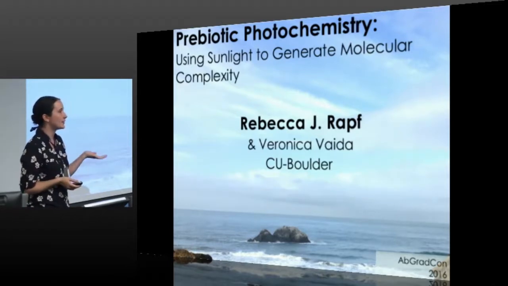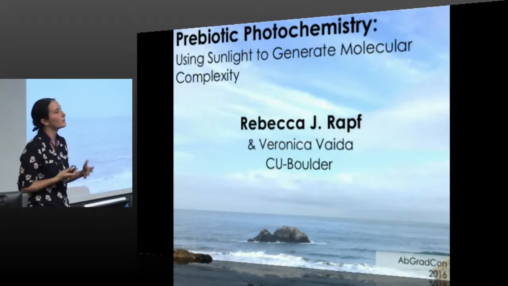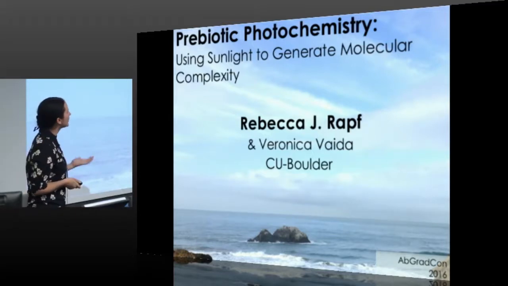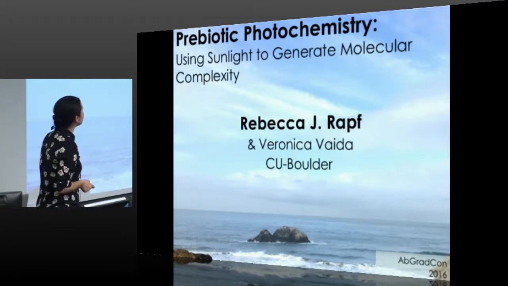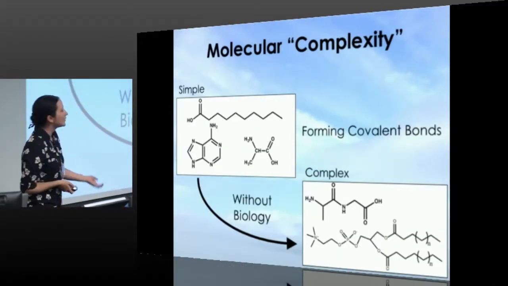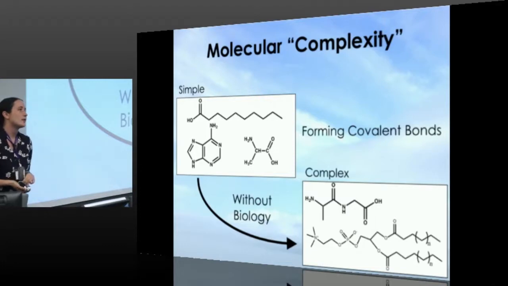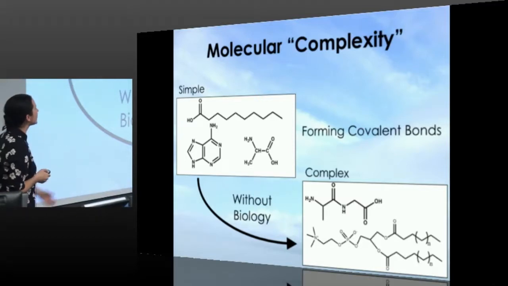We've talked a lot about photostability and how that can be really important so we don't break up molecules. But I'm going to be talking more about how we can make bigger molecules using photochemistry. So I think it's important to define what I mean when I'm talking about molecular complexity. You can think about complexity as just having a large mixture of lots of molecules, but in this case, I really do mean forming bigger molecules.